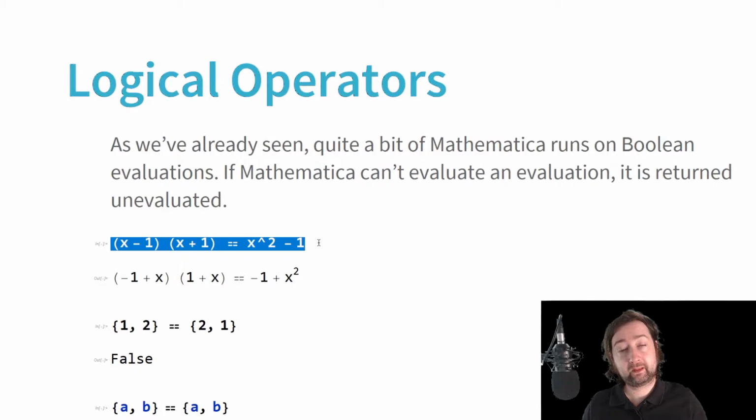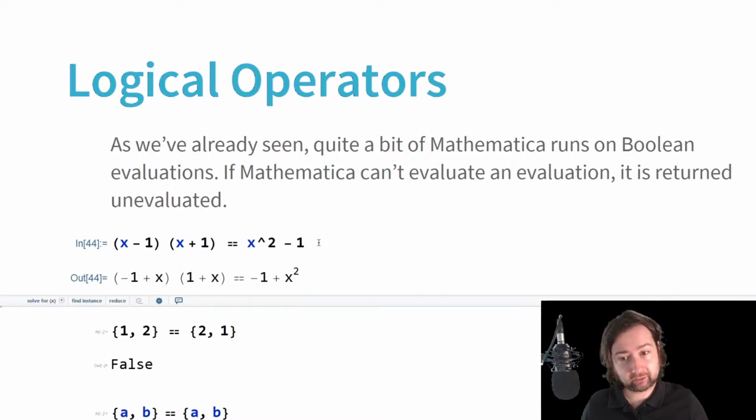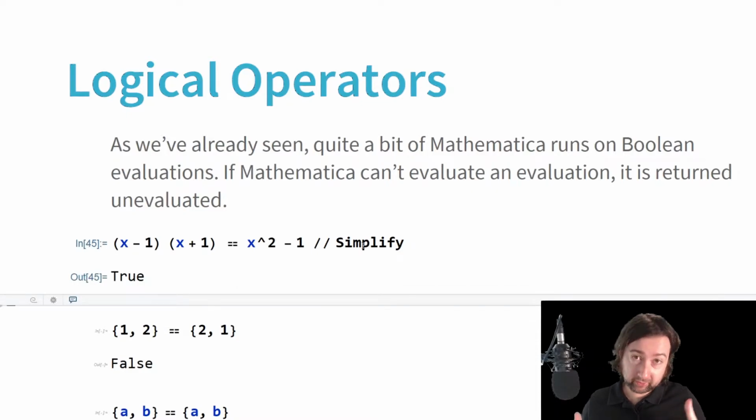So here I've got the pretty obviously true statement that x minus 1 times x plus 1 is equal to x squared minus 1, but Mathematica doesn't actually evaluate that. As in many cases, if you run this and you get back the original expression and it doesn't evaluate, then you actually might need to simplify this entire thing. And when you do that, then it will actually evaluate the left-hand side and the right-hand side after simplification are equal to true. So Mathematica needs to be forced into these evaluations.